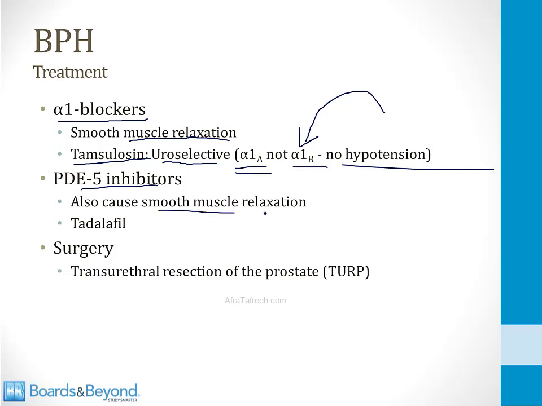They also cause smooth muscle relaxation and help BPH in a similar manner to alpha blockers. The one PDE5 inhibitor that's approved for BPH is called tadalafil. And then finally, surgery is often done by urologists for severe BPH.